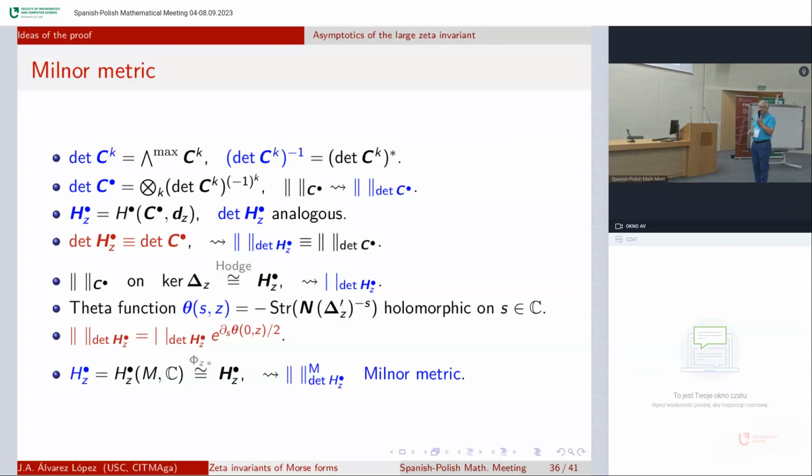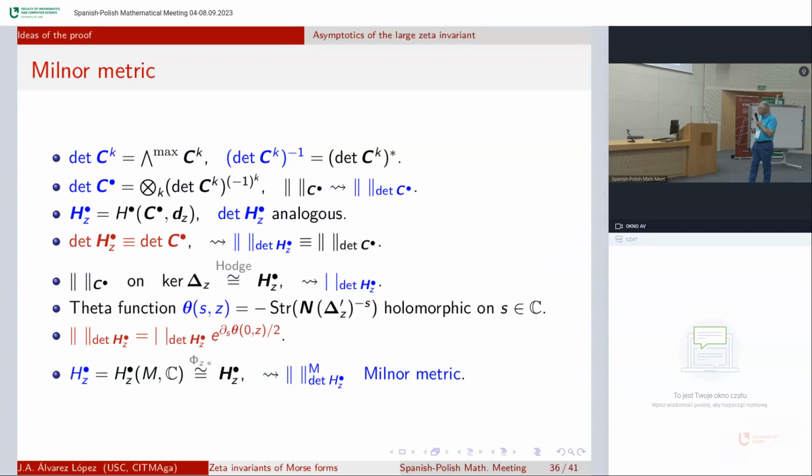So, using this identity, the norm we have in the determinant of the Morse complex defines a norm in the determinant of the twisted cohomology of the Morse complex. On the other hand, on the kernel of the twisted Laplacian of the Morse complex, we have the restriction of the norm, and this, by the Hodge isomorphism, is also isomorphic to the twisted cohomology. So we get another norm, which I denote with only one vertical line.